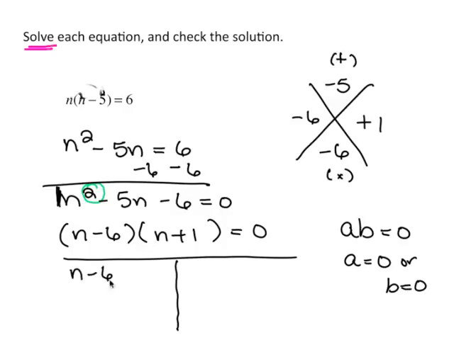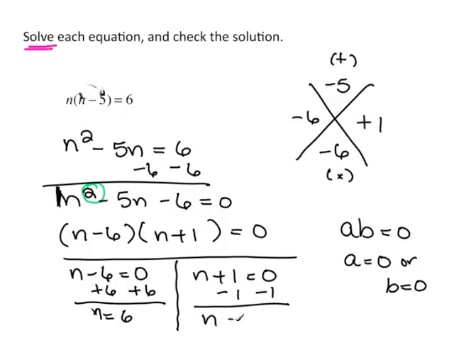So n minus 6 is equal to 0, and n plus 1 is equal to 0. We're going to add 6 here, and we get n is equal to 6. Sorry about that, that's an n. It's not writing. And then -1, so we get n is equal to -1. So my answer for this question is n is equal to 6 and n is equal to -1.